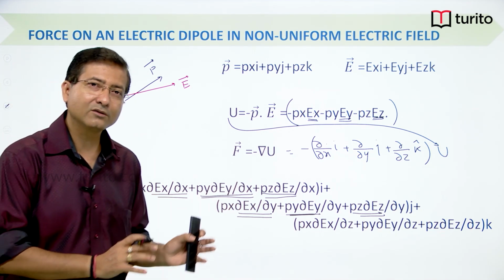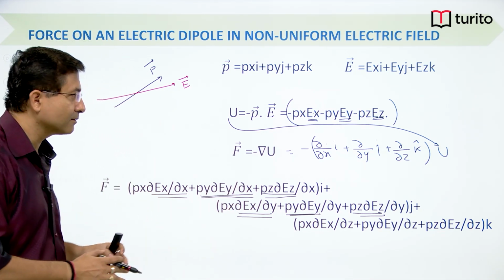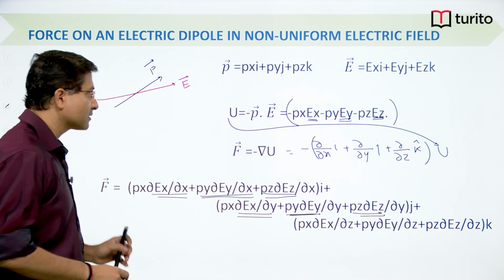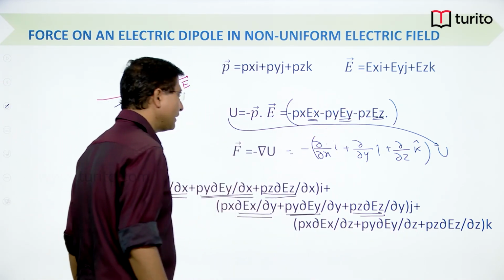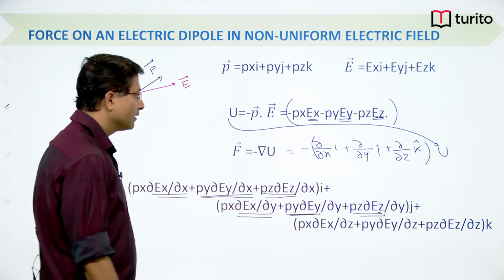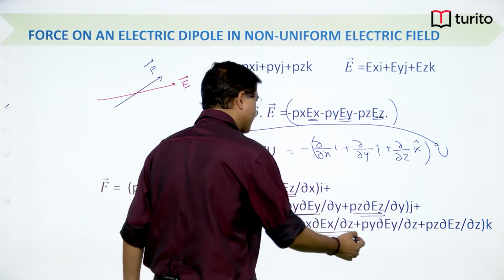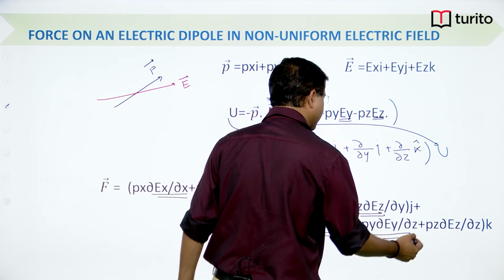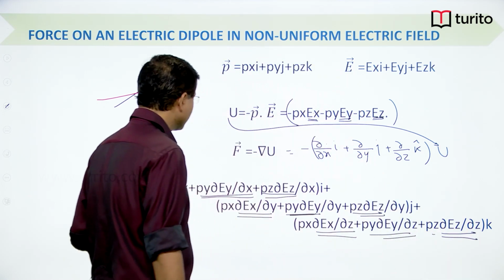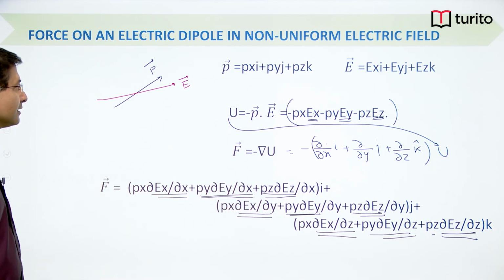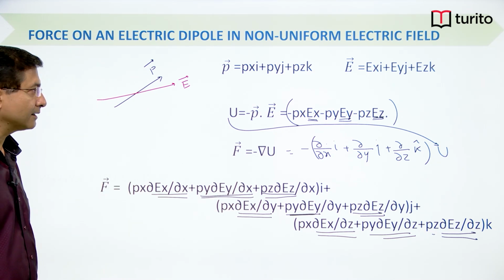It looks lengthy when you write it in vector form, but everything will get simplified and you will easily get the answer. Similarly, all these will appear here: x with respect to z, y with respect to z, and z with respect to z. All these terms you will get, and this way you can easily get the force.